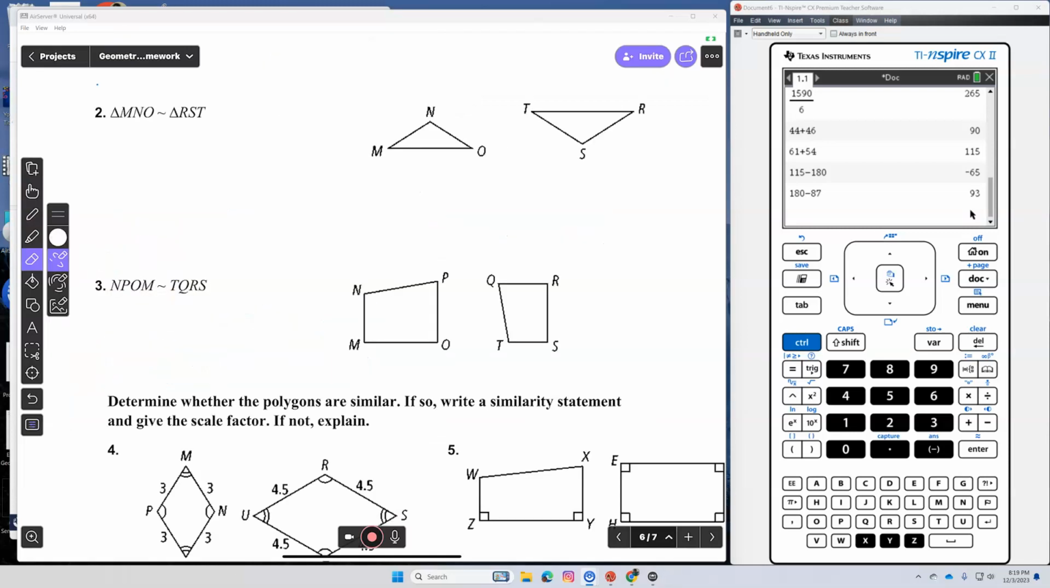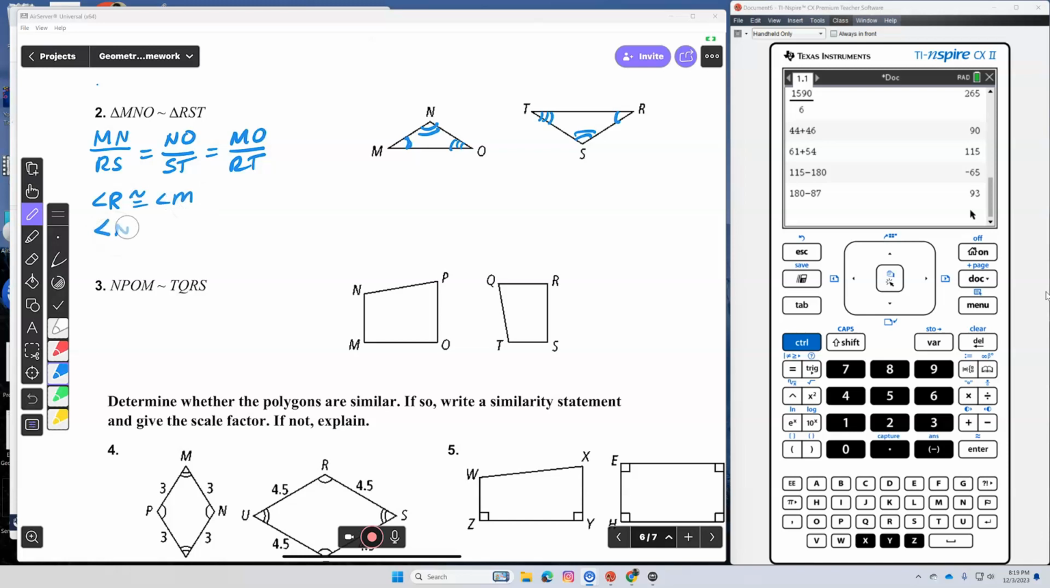We have triangle MNO is similar to triangle RST, so M is congruent to R, N is congruent to S, and O is congruent to T. So we have MN is to RS, NO is to ST, and MO is to RT, and the angles that are congruent, I marked them, but I forgot to list them. Angle R is congruent to angle M. Angle N is congruent to angle S. Angle O is congruent to angle T.